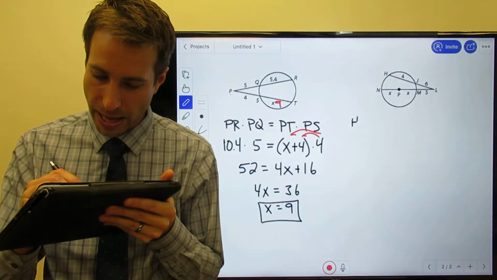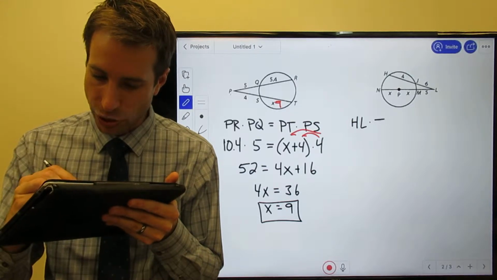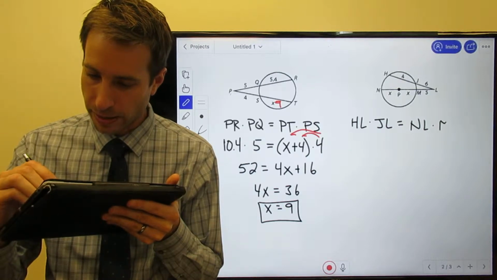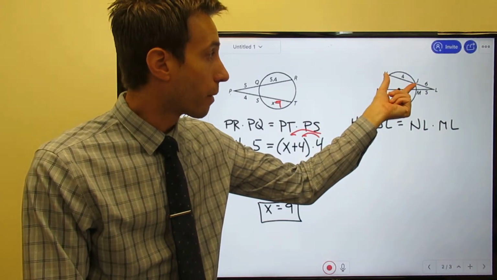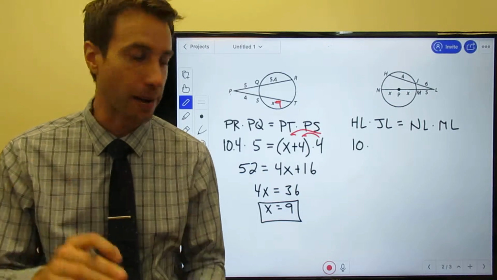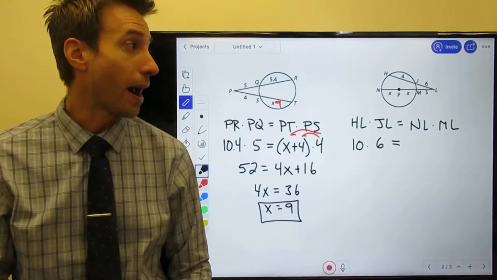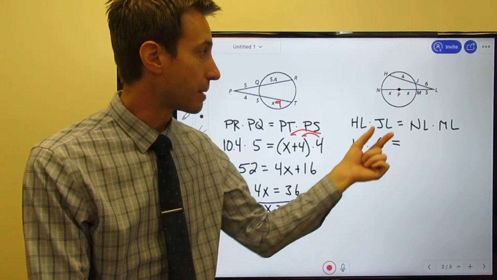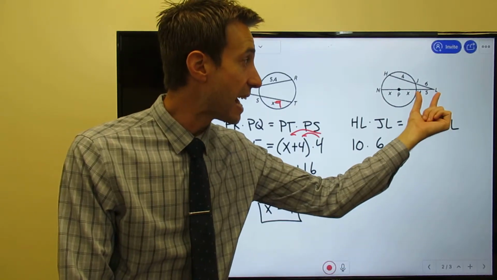HL. So HL multiplied by JL has to be equal to NL multiplied by ML. Okay, here we go. 4 and 6. 4 plus 6 is 10, so I know HL is 10. I'm going to multiply that by JL, which is 6. All right, careful now, NL. I actually give you 3 different segments. I tell you NP is X, PM is X, and then ML is 5.